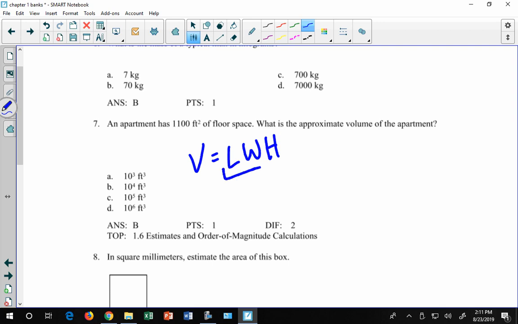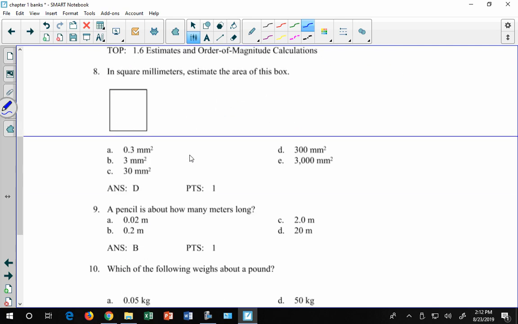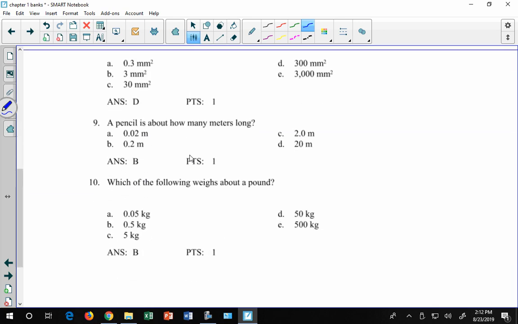I already know the length times width, that's 1,100. And the height, what is the height of your apartment, roughly? Anybody know? It's about 10 feet. I think it's really more like about 8 feet. So that's 8,800. That's about 10,000 cubic feet in your apartment, and 10,000 is 10 to the 4th cubic feet. Okay? These are the types of approximation questions that you'll see on the quiz and on the test.